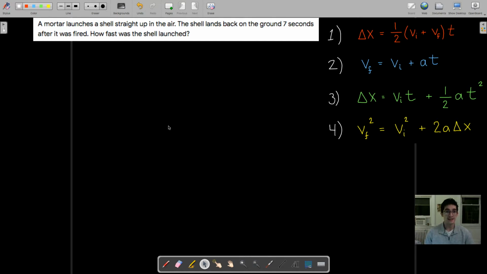So today's problem says that a mortar launches a shell straight up in the air. 7 seconds after the shell is launched, it lands back on the ground. So how fast was the shell launched? Well, everyone knows the first step to solving a free fall problem or any physics problem is drawing a picture.